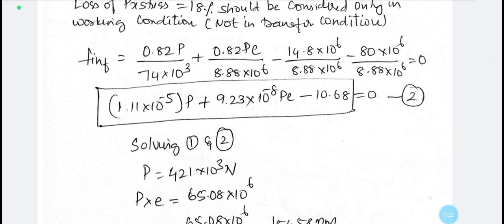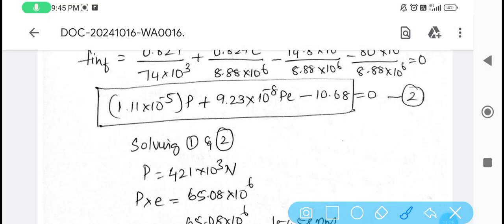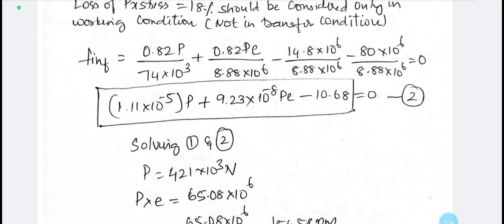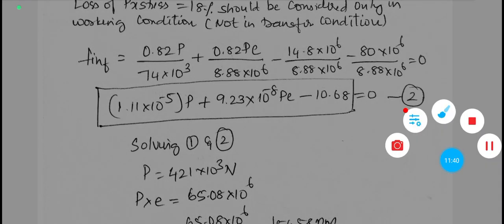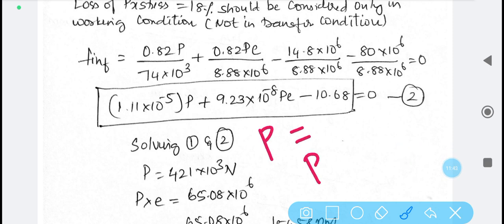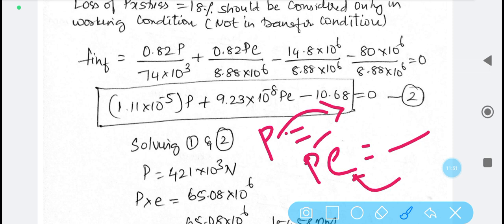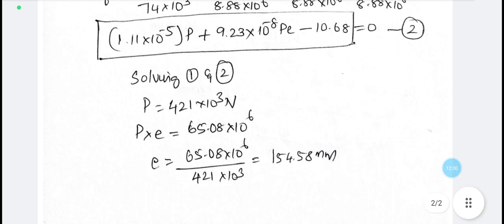And next, one more equation will be obtained after solving everything. Here we have to note down the P and PE expressions. After you solve everything in the calculator, the simultaneous equations can be solved. You will get the values in the calculator for P and PE. So one value you get for P, and one value you get for PE. This P you will get as a direct value. You can substitute that P value here and find out E, and E can be determined easily. And finally the obtained P value is 421, and the eccentricity is 154 mm.